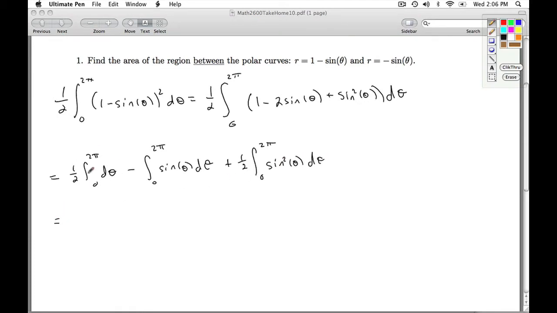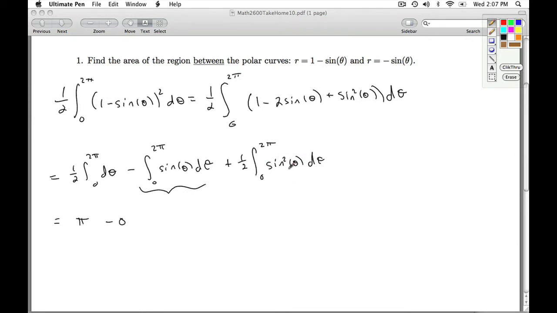I can dispense with these first two integrals pretty quickly. The integral of 1 d theta, I'm just going to get theta from 0 to 2 pi, so that's 1/2 of 2 pi, which is pi. Here I'm integrating a trig function over an entire period. Anytime you integrate a sine or cosine over an entire period, the integral is going to be 0. The area above cancels the area below. So that's quick to deal with.